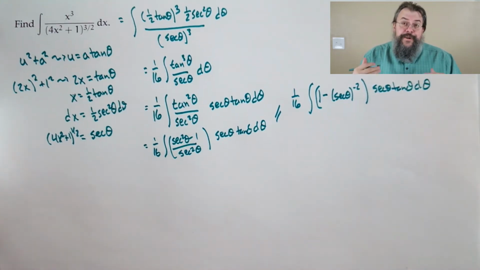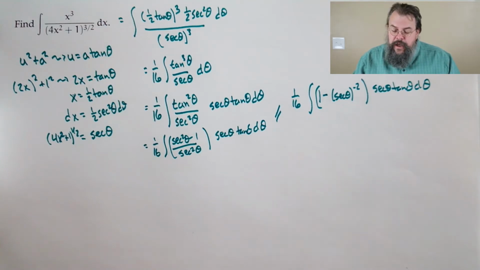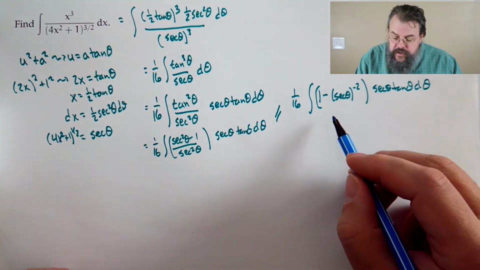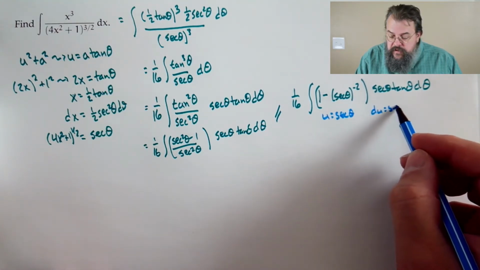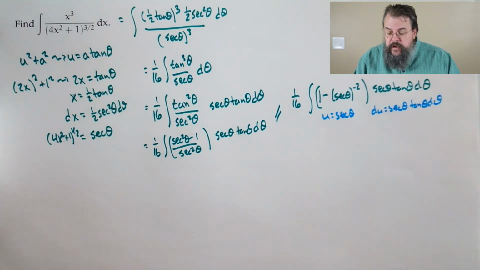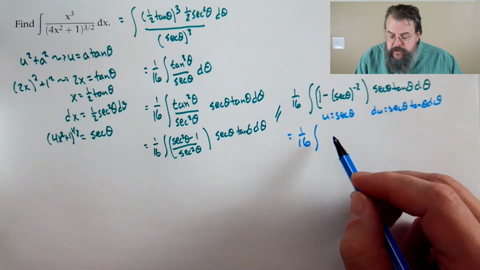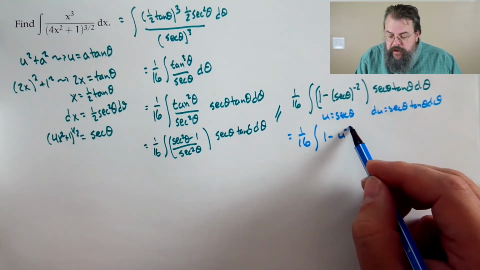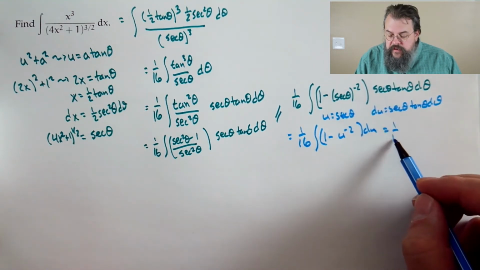And now we're ready to really finish up, do our substitution. And we say, all right, let u equal secant. And if we do that, du is secant tangent. And we say, wow, this is a really clean integral. We get 1 over 16 integral 1 minus u to the minus 2 du. Okay, so that's 1 over 16.